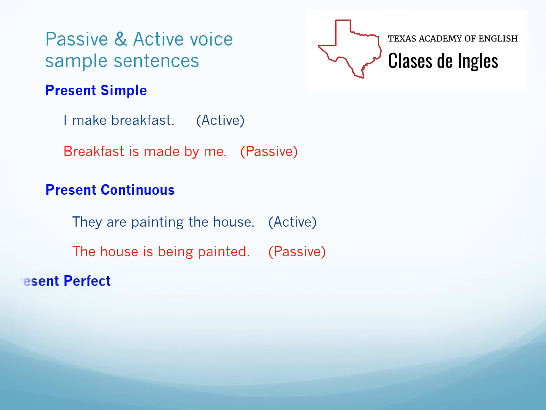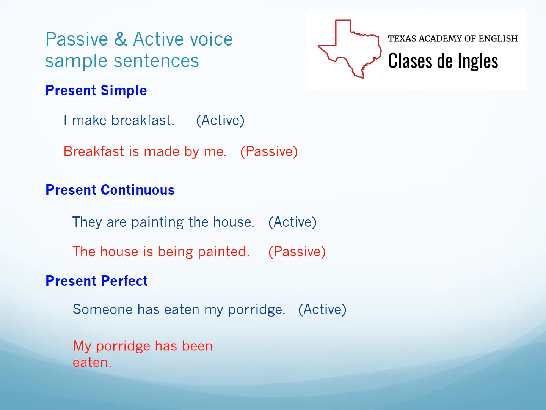In the present perfect, we can say, someone has eaten my porridge. That is the active voice. In the passive voice, my porridge has been eaten.